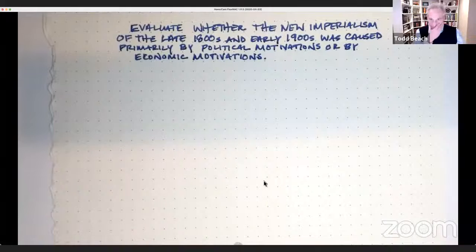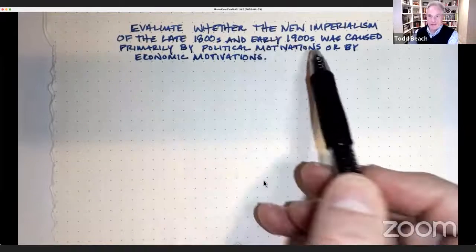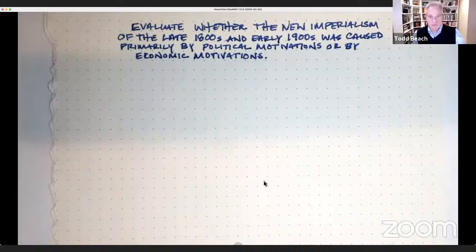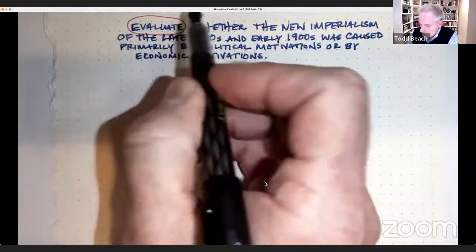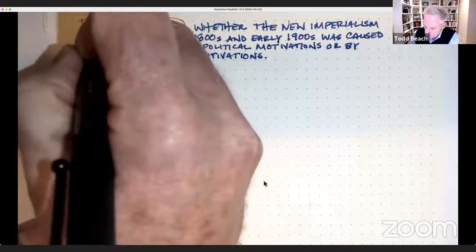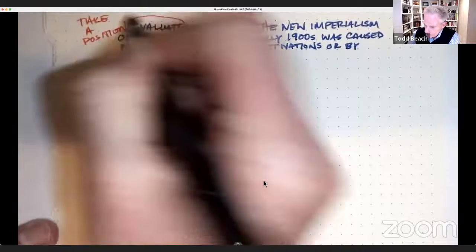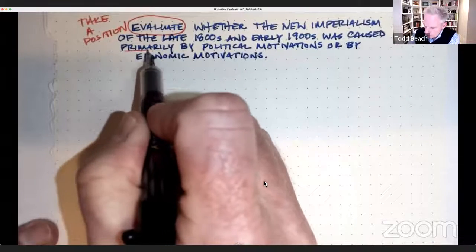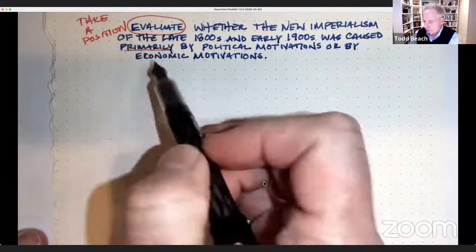All right, so this is going to be your prompt, I should say, to evaluate whether new imperialism of the late 1800s and early 1900s was caused primarily by political motivations or economic motivations. So when you're getting a task word like evaluate, that means they want you to look at the evidence and take a position. And they're using this word primarily. So what will be your primary position?